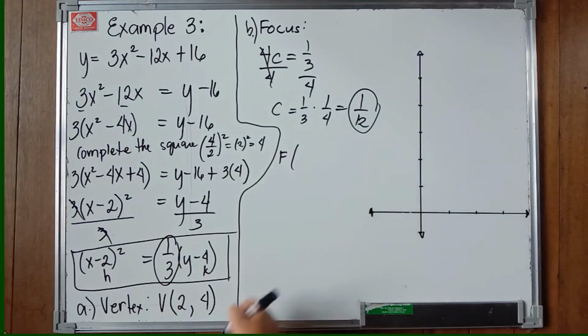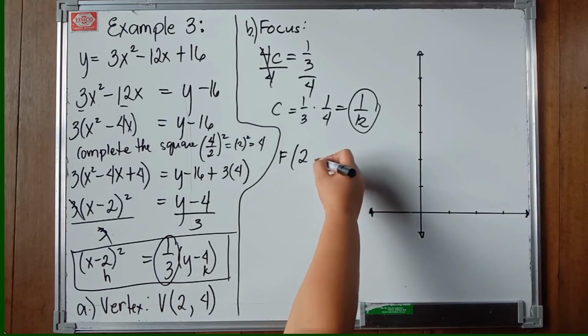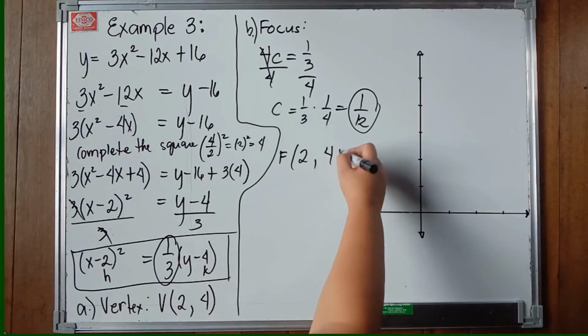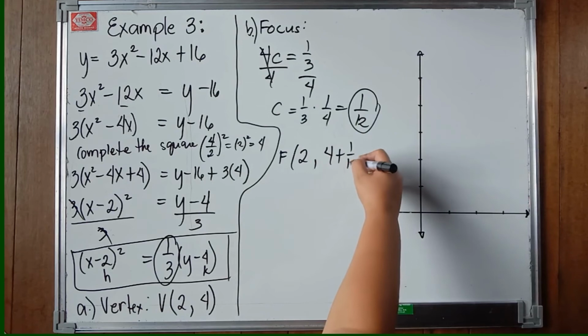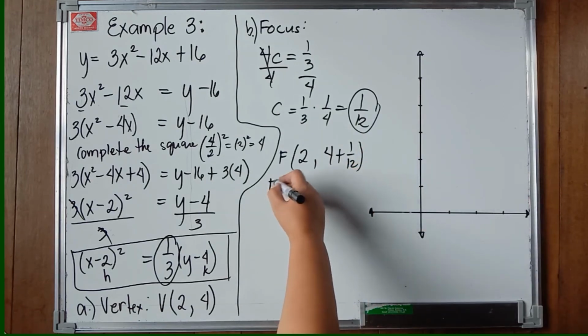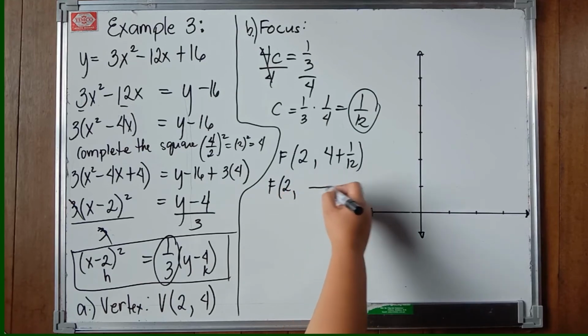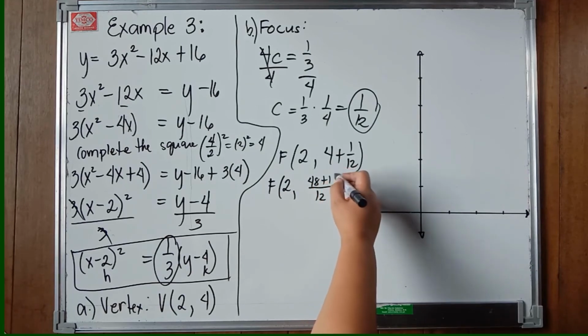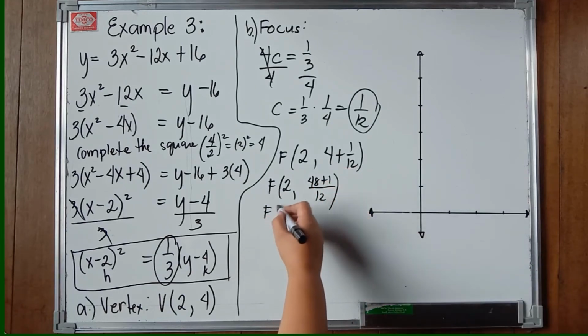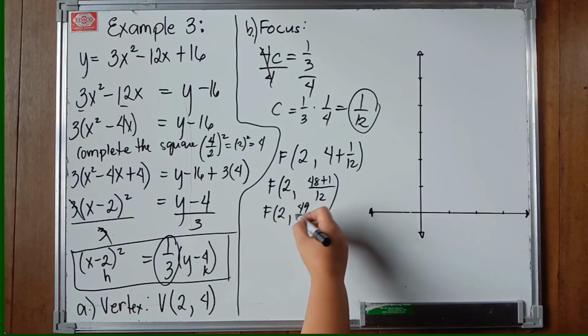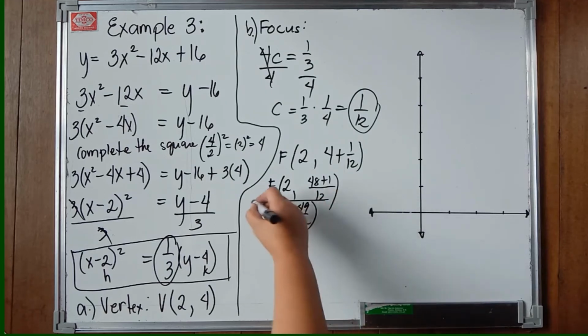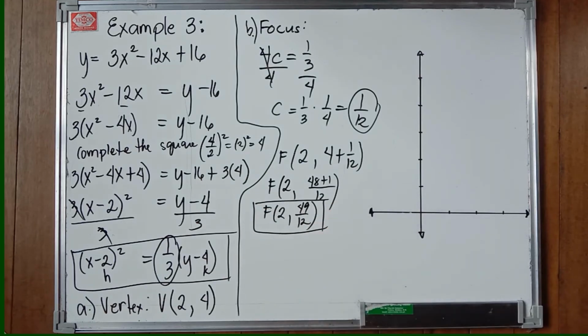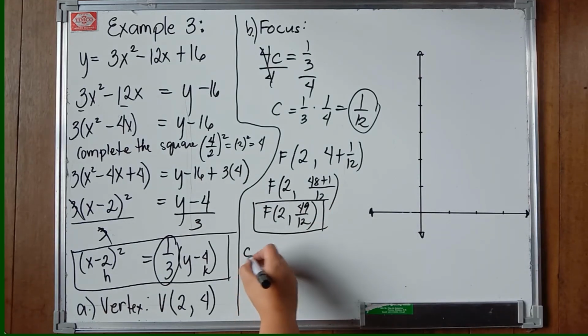So, for our focus, since it is facing upward, we're going to add to our y. So, plus 1/12, because our focus is 1/12 units above our vertex. So, it is a fraction, so we have to add it in a fraction way. So, 12 times 4 is 48. 12 divided by 12 is 1 times 1 is 1. So, add mo lang. So, we have our focus at (2, 49/12).